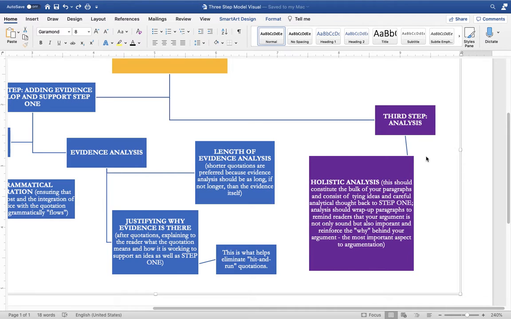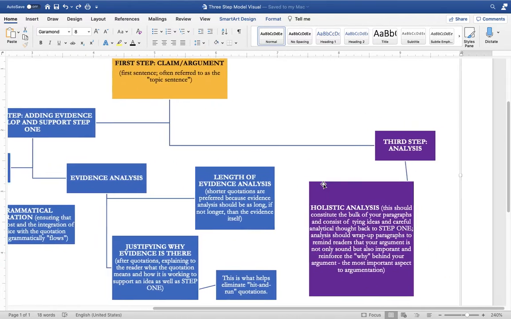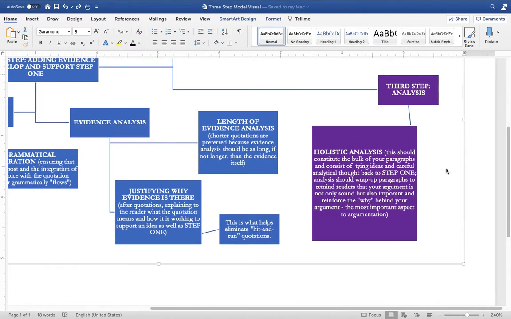So this shouldn't take very long, but the final step, like I said, is analysis, and I call this holistic analysis, not to confuse it with the analysis that happens in the second step, evidence analysis. So what I write here is that this should constitute the bulk of your paragraphs and consist of tying ideas and careful analytical thought back to step one, right? So your argument for the overall paragraph.